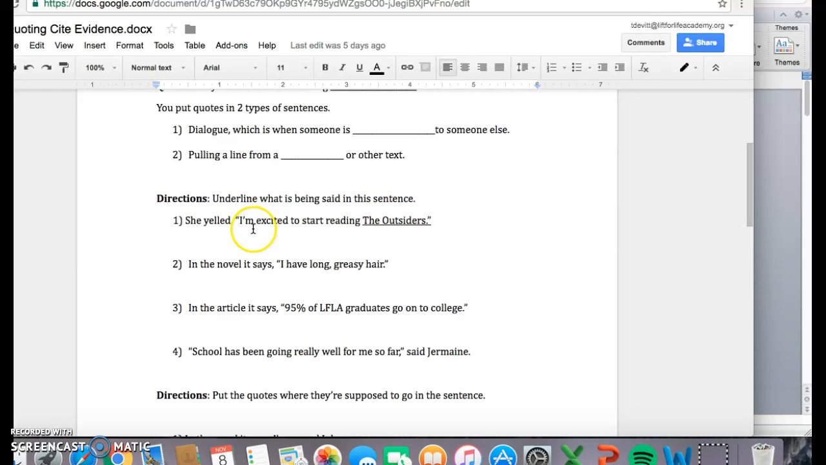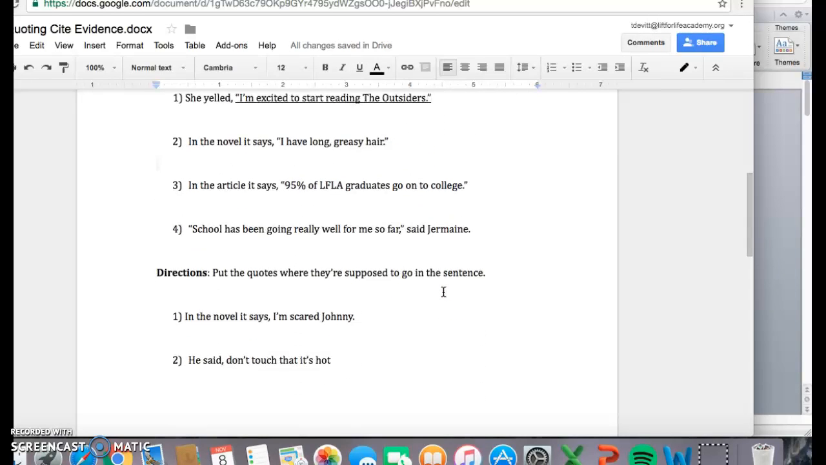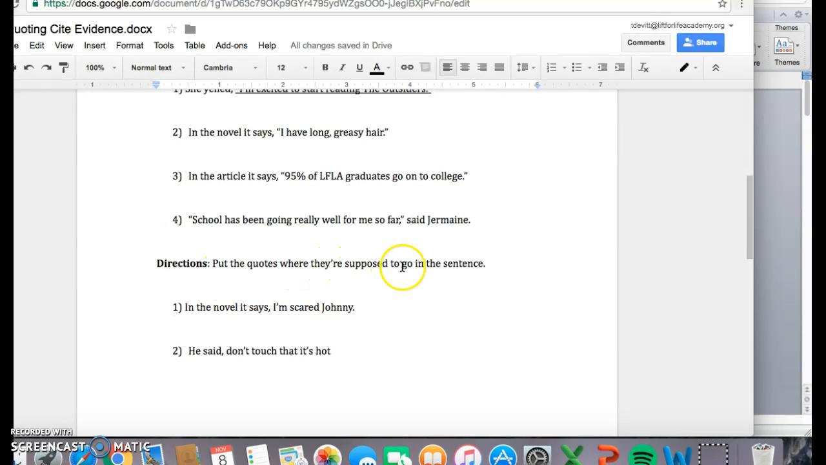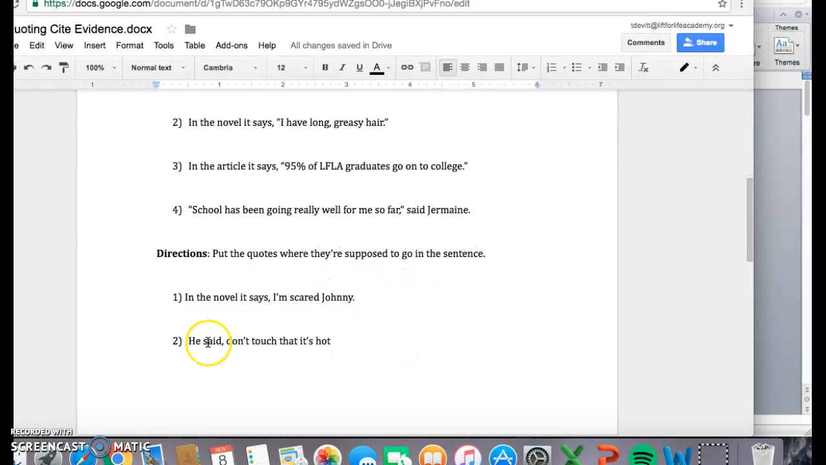So it says, she yelled, "I'm excited to start reading The Outsiders." So what is being spoken? She is the speaker, and what is she saying? She's saying, I'm excited to start reading The Outsiders, so I'll underline that. Okay. Second part, put quotes where they're supposed to go in the sentence.